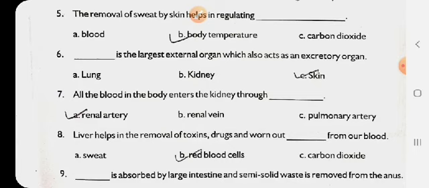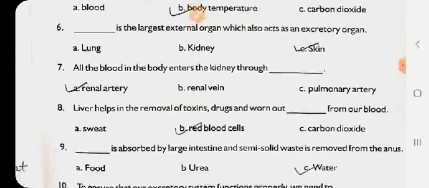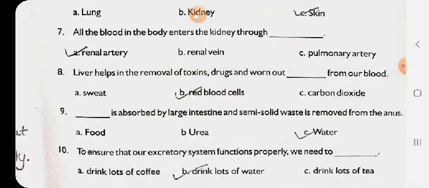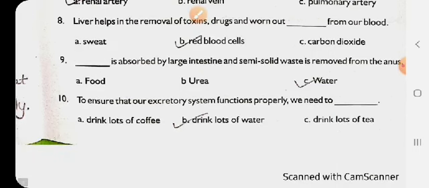Next is: dash is the largest external organ which also acts as an excretory organ, that is the skin. Clear, skin is सबसे बड़ा जो external organ है हमारी बॉडी का, that is the skin. Next comes: all the blood in the body enters the kidneys through the renal artery and it leaves the kidneys through the renal vein. So the answer is renal artery. Next is: liver helps in removing toxins, drugs, worn out dash from our body, that is the red blood cells. Dash is absorbed by the large intestine, that is water is absorbed. बाकी जो चीज़ें nutrients हैं they are absorbed by the small intestine.